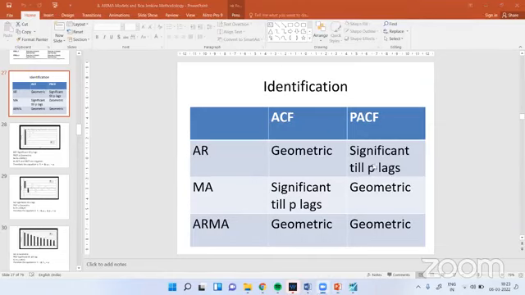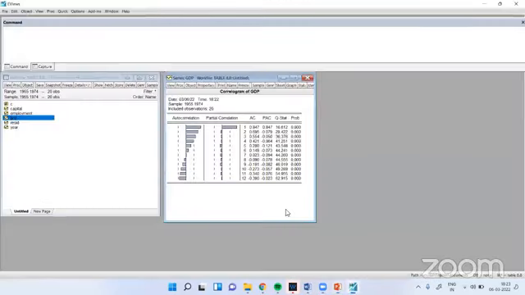Agreed. But just see this guide. ACF is geometric and PACF is significant till lag P. How many lags are significant? One lag. So it is an indication of what? It is an AR process, right? It is a clear-cut indication of an AR process.